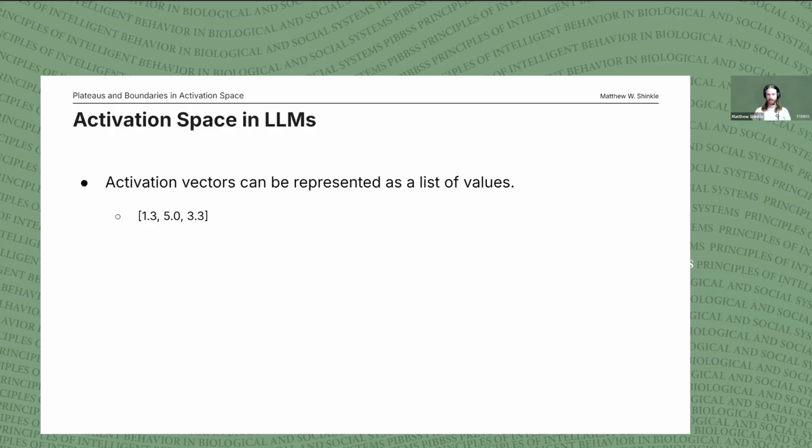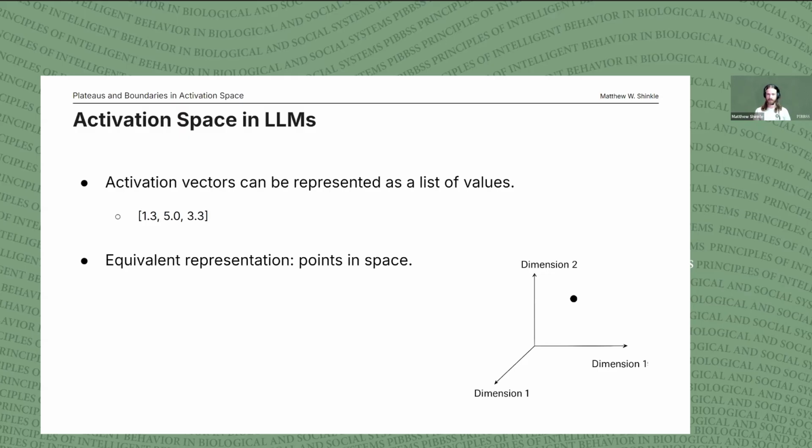As a quick bit of general background, transformer-based language models, or LLMs, represent information in their activations. So this can be thought of as a set of values in a list or a vector, like these values shown here. And this can be equivalently represented as a point in space, like this here on the right, where each of the axes of the space is one of the activation dimensions in the model, and the position of a point on each of these three dimensions corresponds to the three values on the list.